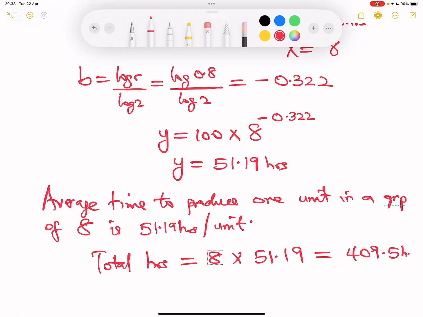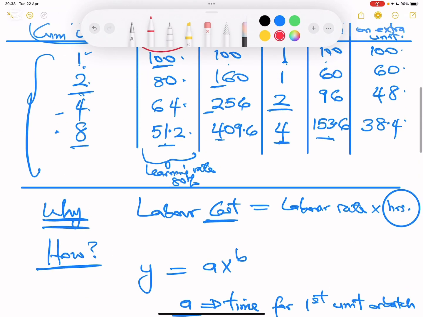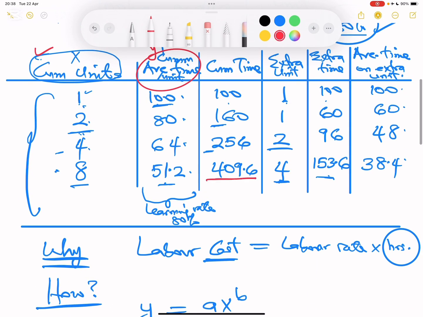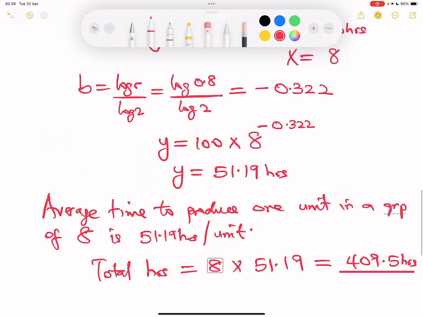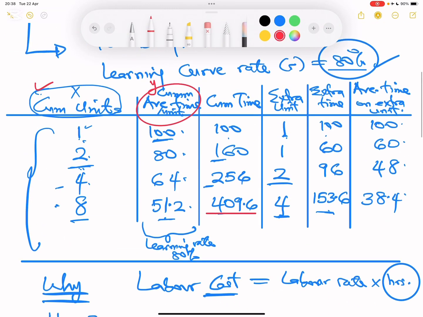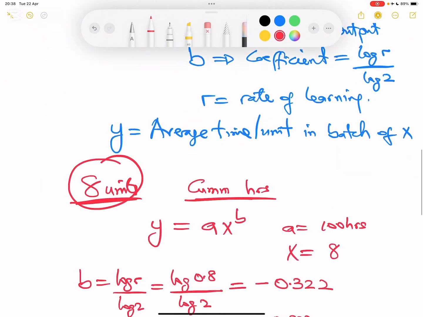409.5 hours. And let's see what we had when we did it manually for 8. You see, we got something very close, 409.6. So you can see that the equation works, and it's faster to use the equation, but the table is just there to simplify the understanding for you.